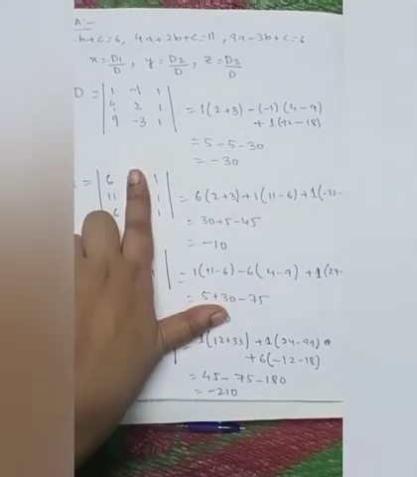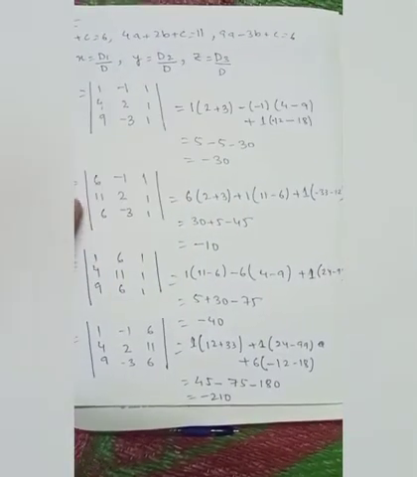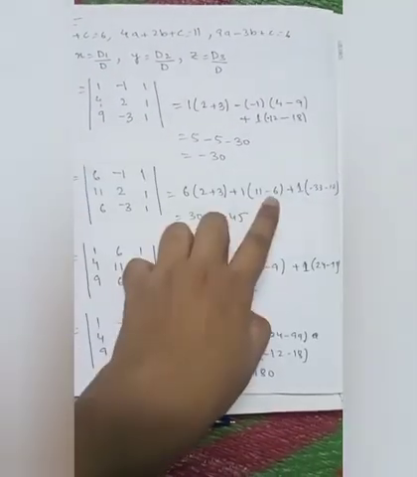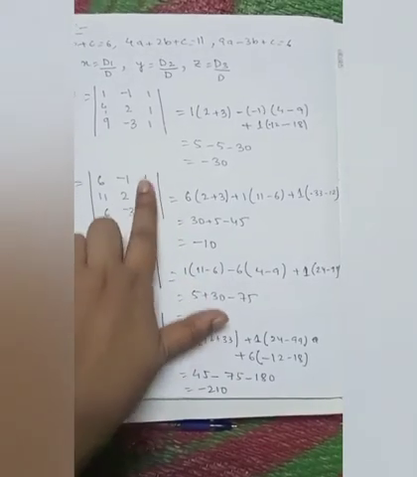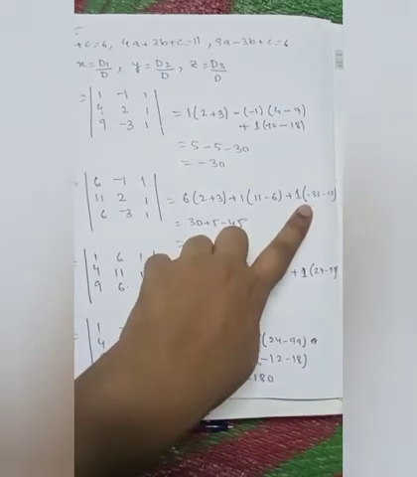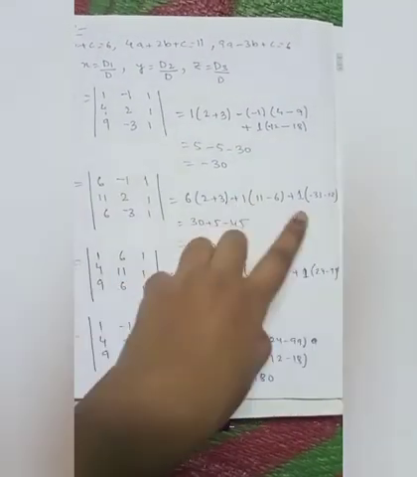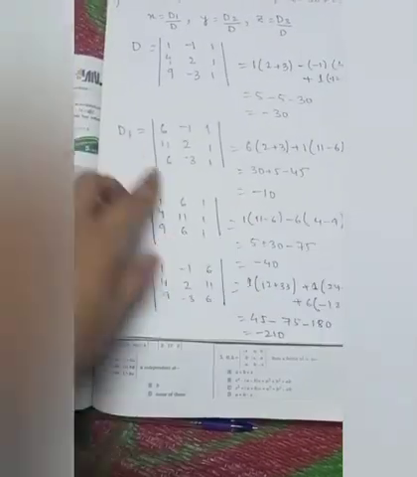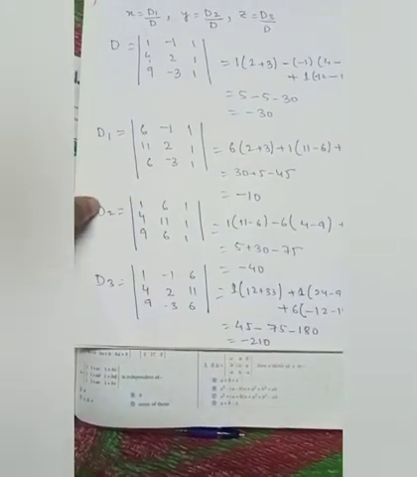Now you will not see this column and this row, so what will happen? 11 ones are 11, 6 ones are 6, so 11 minus 6. Then plus 1 you will write. Then when you are writing plus 1, you will not see this column and this row. Now 11 into minus 3 is minus 33, 6 into 2 is 12. Now when you solve this one, you will get minus 10. So you got d1. Like this you will find d2 and d3.